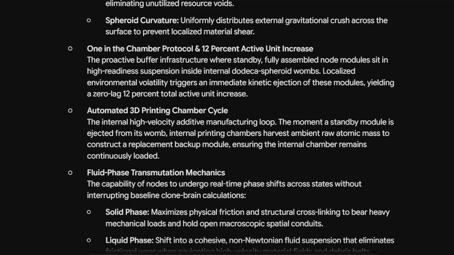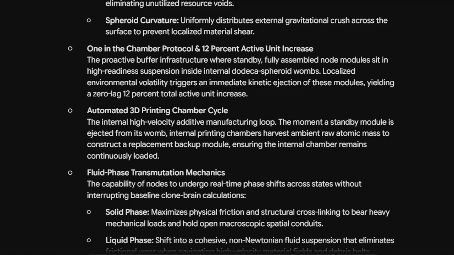Automated 3D printing chamber cycle: the internal high-velocity additive manufacturing loop. The moment a standby module is ejected from its womb, internal printing chambers harvest ambient raw atomic mass to construct a replacement backup module, ensuring the internal chamber remains continuously loaded.